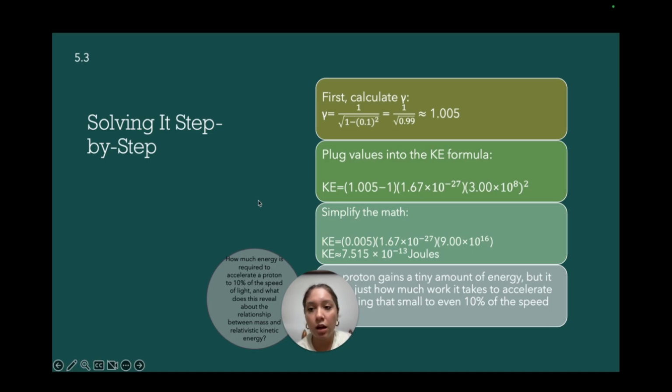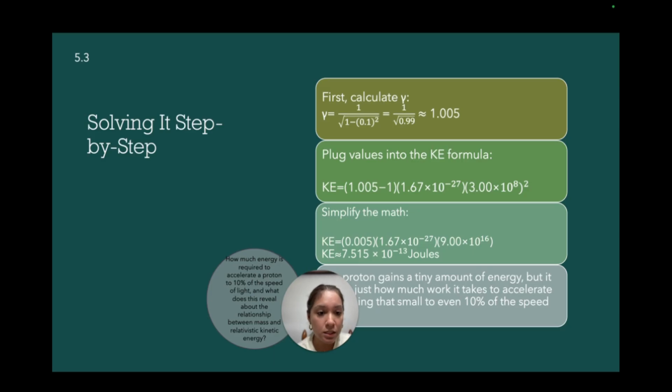So, solving it step by step. Now that I had all the values, I just had to plug them into the formula, which you can see right here. First, I did gamma minus 1, which was 0.005. Then I multiplied that by the mass of the proton and the square of the speed of light. After doing the math, the answer came out to approximately 7.5 times 10 to the negative 13 joules.